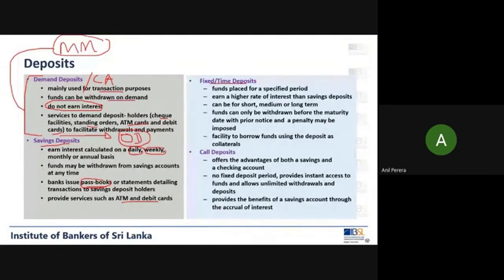Fixed and time deposits, I told you, are funds placed for a specified period, which means an investment. The return you earn is higher than the savings deposits because you keep money for a certain period of time. These FDs could be short term, medium, or long term. Short term could be a minimum, I think, 1 month FD. Long term means, I think in Sri Lanka, mostly 5-year FDs are there, right? So from 1 month to 5 years, you can place funds depending on your preference.